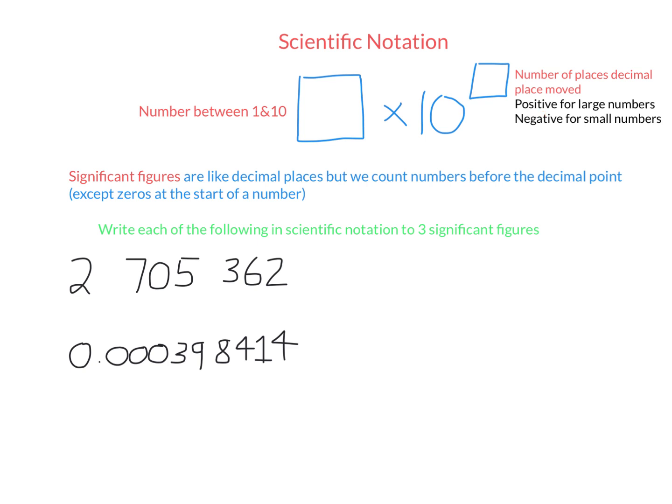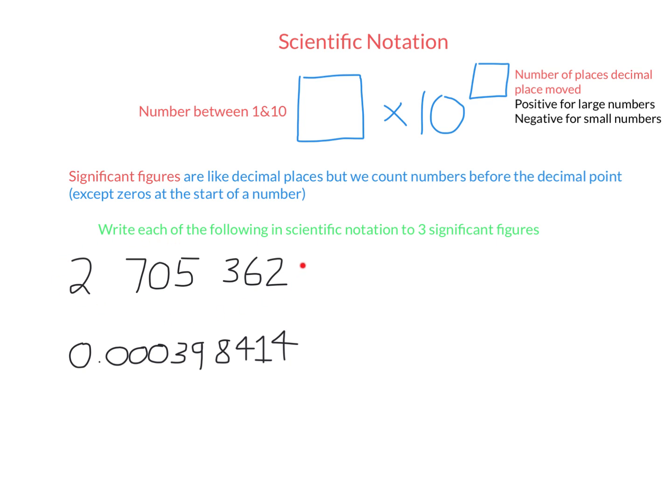So when you're asked to write numbers in scientific notation, you will sometimes be asked to write to a given number of significant figures. Rounding to significant figures is very similar to rounding to a given number of decimal places, except we count numbers before the decimal point this time. So this probably doesn't make a lot of sense. Hopefully it will after an example.